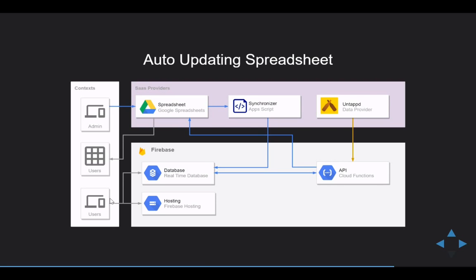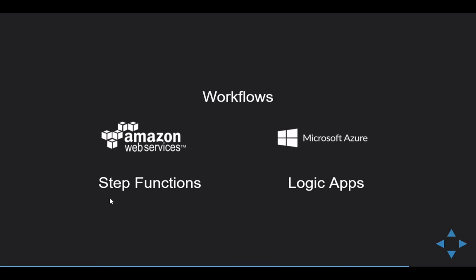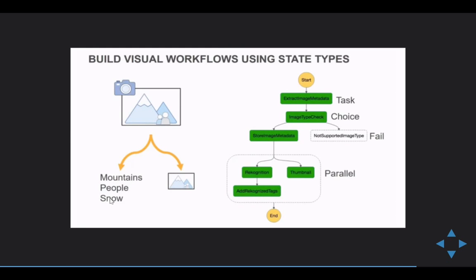So if you want some next steps, this is pretty next level. You can do workflows with Step Functions on Amazon or Logic Apps on Azure. I hope the image is clear. What you can do with this is that usually a function does one thing, and it can't support long running tasks. But you can create workflows.